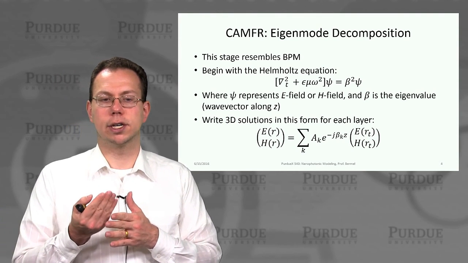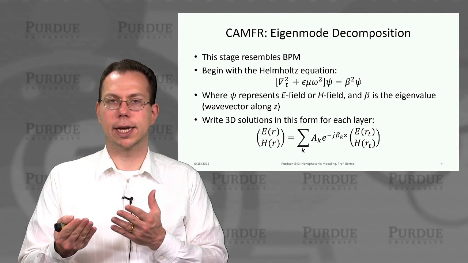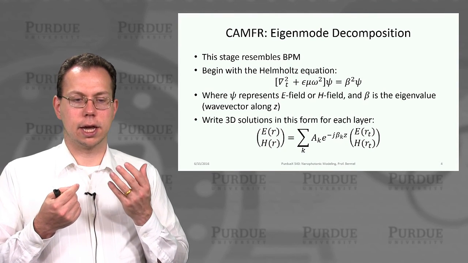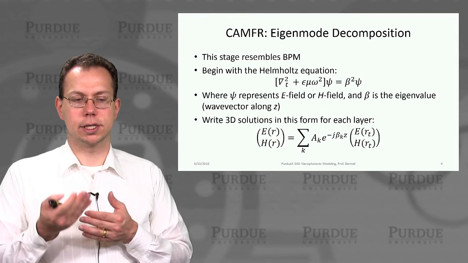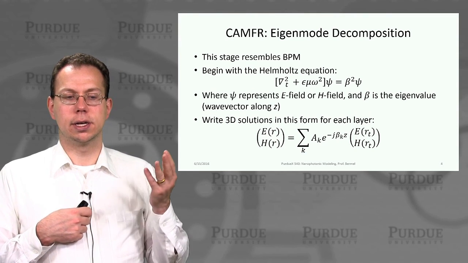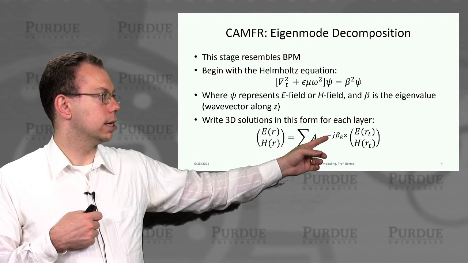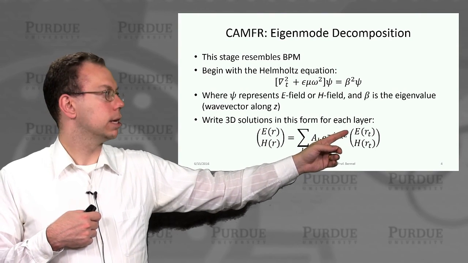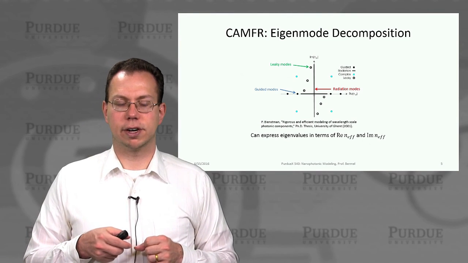And so this, of course, is very similar to something that we had before in the S-matrix method that we covered previously. And phi can represent either the E or H field, and beta, of course, is the eigenvalue in the Z direction. And then that allows us to write down the solutions, much like before, as having these phase shifts as you propagate in the Z direction times some initial E and H field values. Okay, so that's fairly simple.